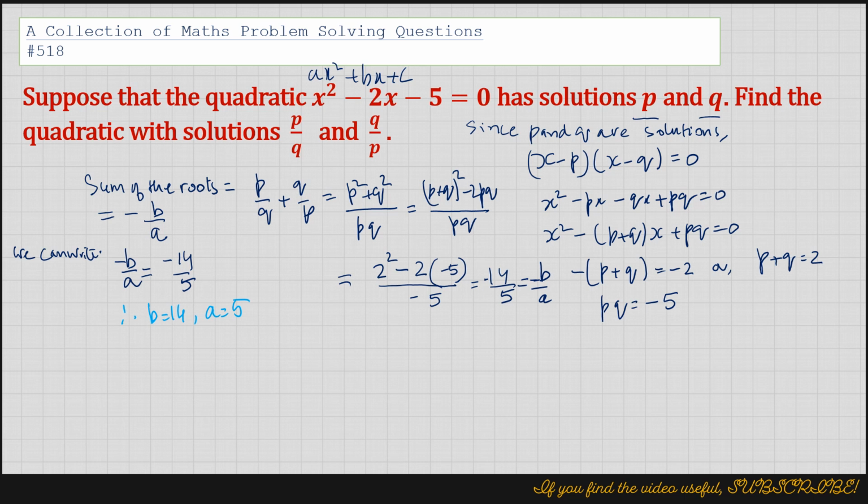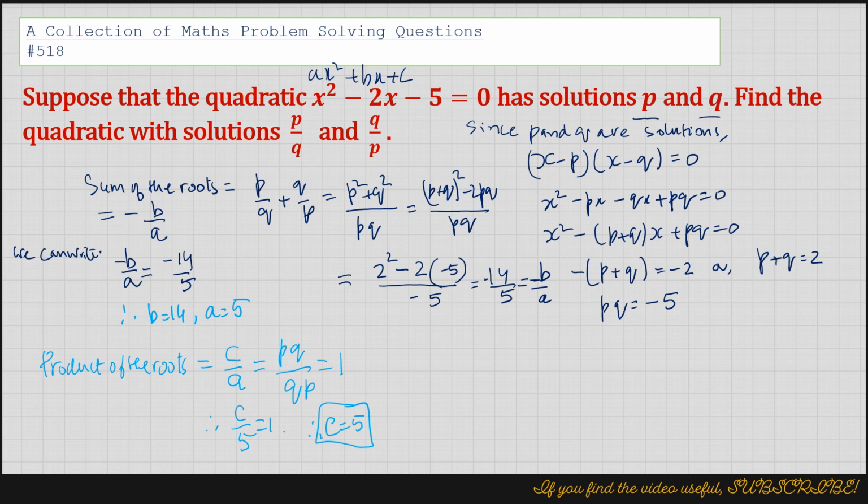Okay, now we know the product of the roots is c out of a. In this case it equals pq divided by qp, and that is 1. We know a is 5, so we can write c out of 5 equals 1, and therefore c equals 5.